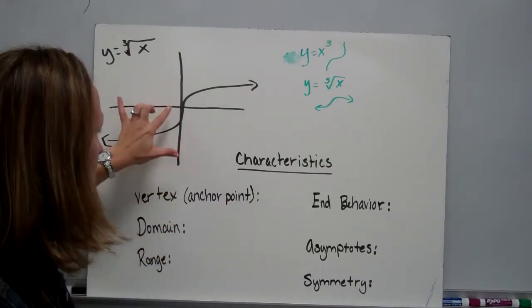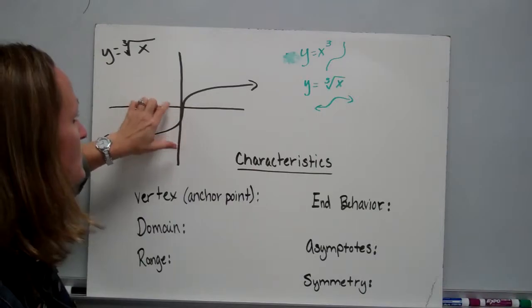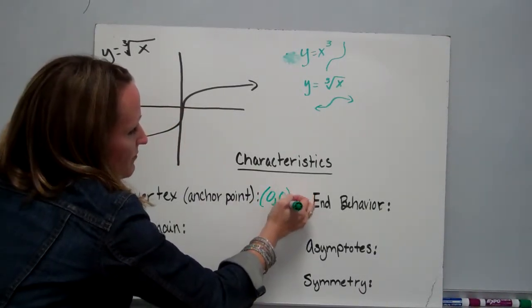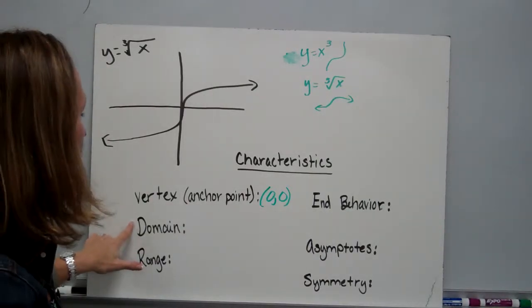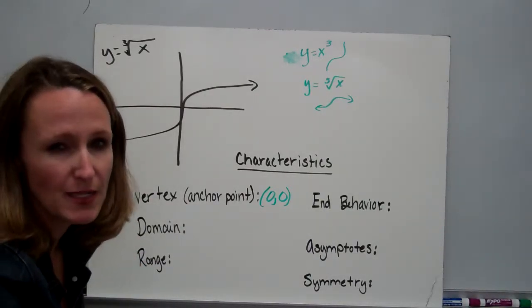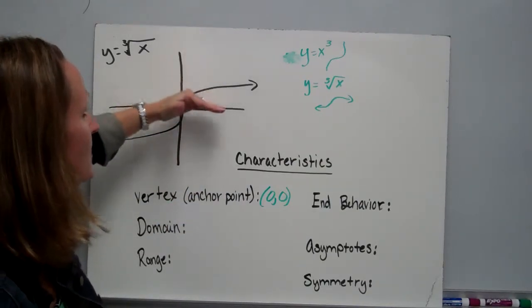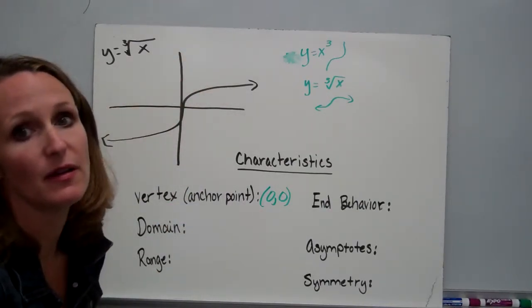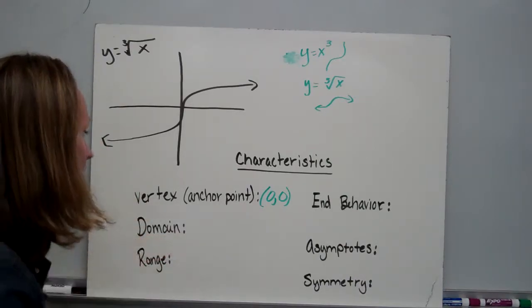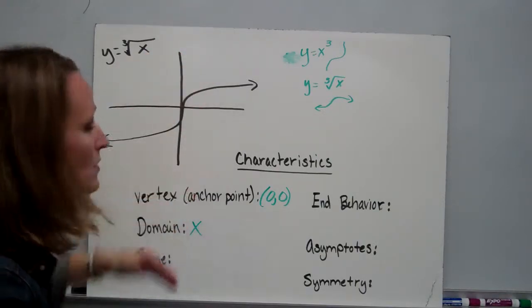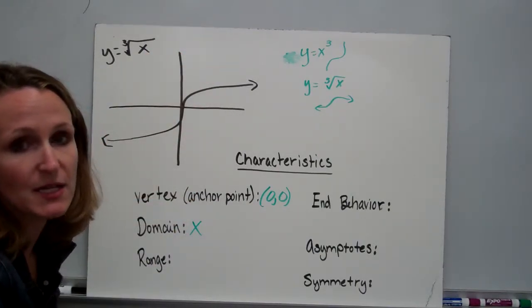So let's talk about some characteristics. Your vertex this time, or we can call it an anchor point, you'll see why in a minute. Again, it's just at the origin, or 0, 0. Okay, what about our domain? So with your square root of x graph, everything was above this. So we only talked about x being greater than 0. But this time, x is both above 0 and below. So we can actually say that our domain is all real numbers.